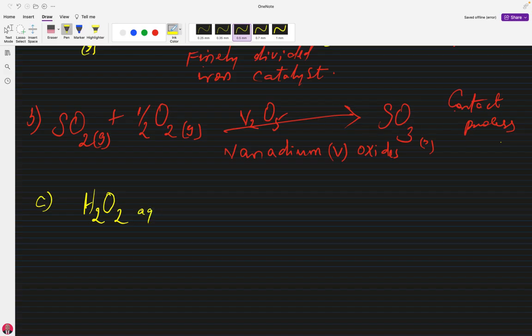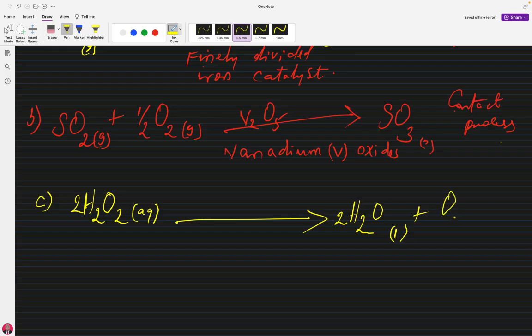Hydrogen peroxide. Now, when it is being decomposed, we have water that is being produced, water is released, and oxygen. The oxygen is being produced. We call this the catalyst here. The catalyst here is manganese 4 oxide.